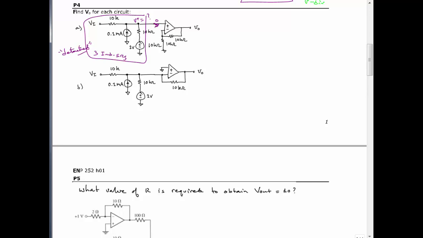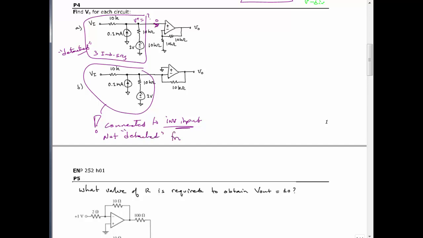The same is true now for B, except note here, it's connected to inverting input. Okay, so be careful. Now this is not detached from the OpAmp.